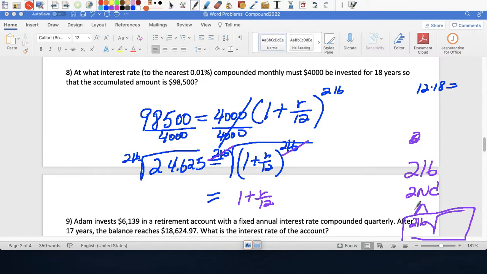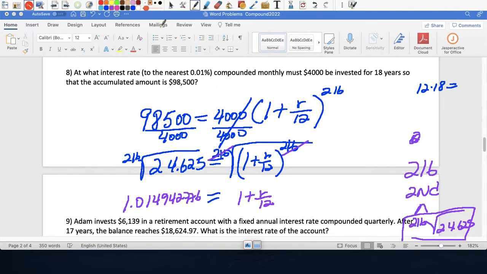And then inside that radical, we're going to put the number 24.625, and then we're going to press enter. And that's going to give us a very tiny number, 1.0149427776. Okay, so now it's just an equation.